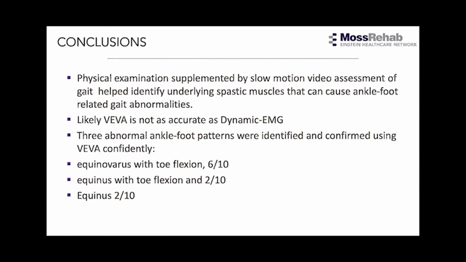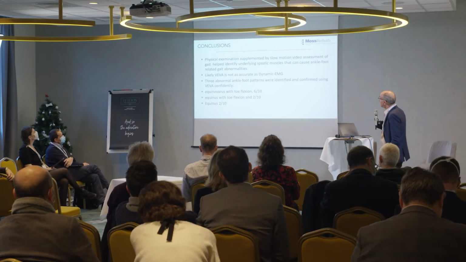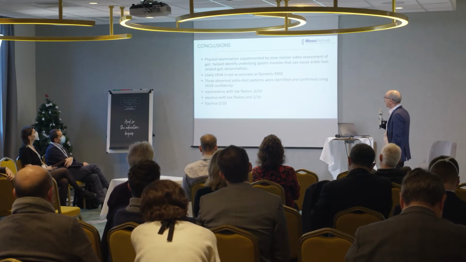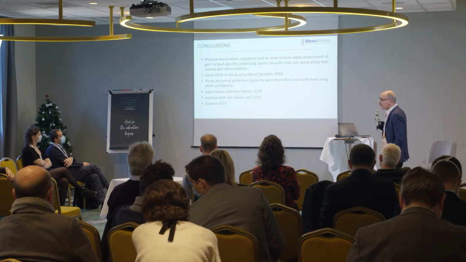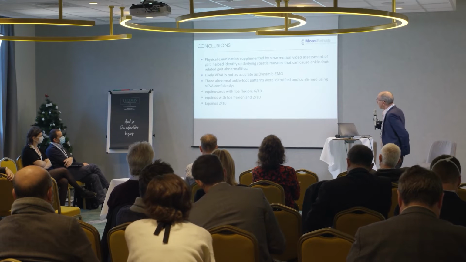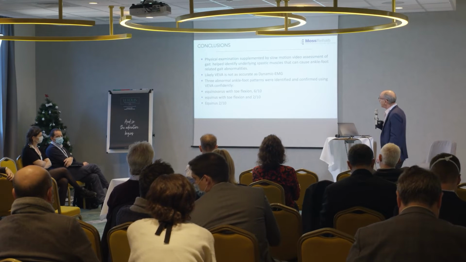In conclusion, physical examination supplemented by slow motion video analysis helped identify underlying spastic muscles that can cause ankle-foot related gait abnormalities. Likely, the visual evaluation is not as accurate as dynamic EMG, but it does help. 3 abnormal foot-ankle patterns were identified and confirmed using this technique. Equinovarus with toe flexion was the most prevalent, 6 out of 10. Equinus with toe flexion in 2 out of 10, and equinus alone in 2 out of 10.